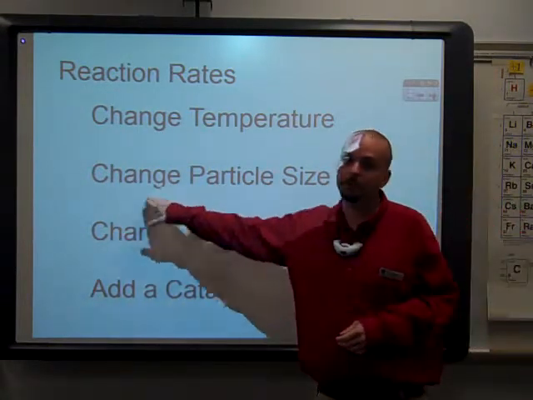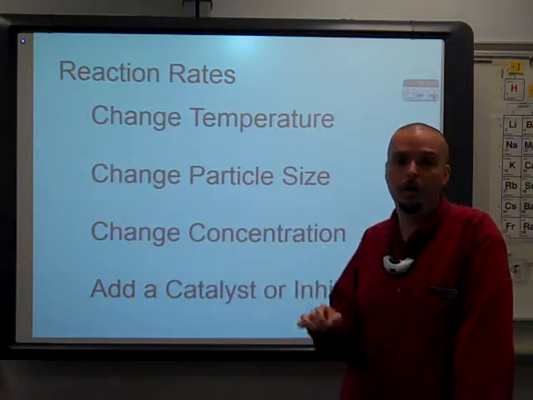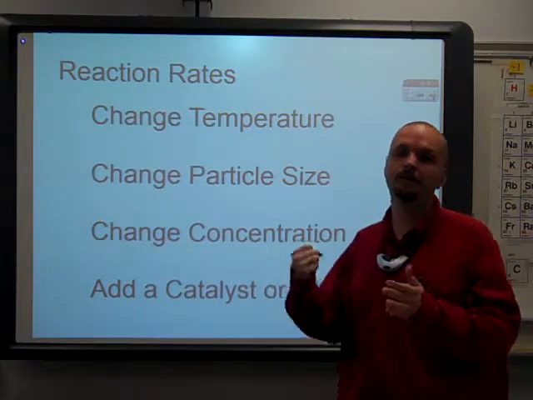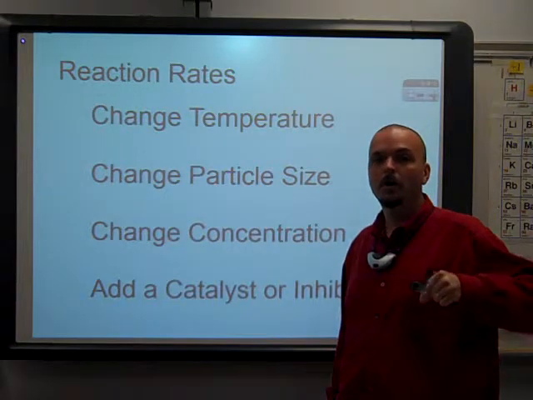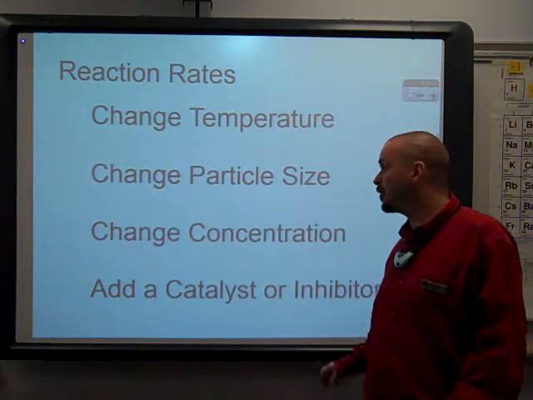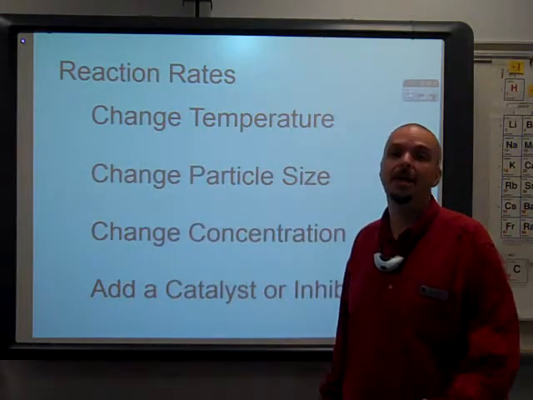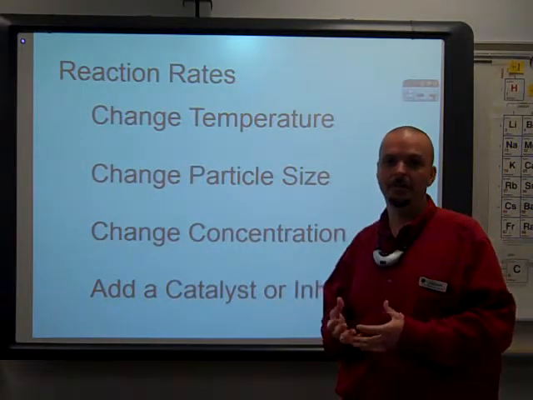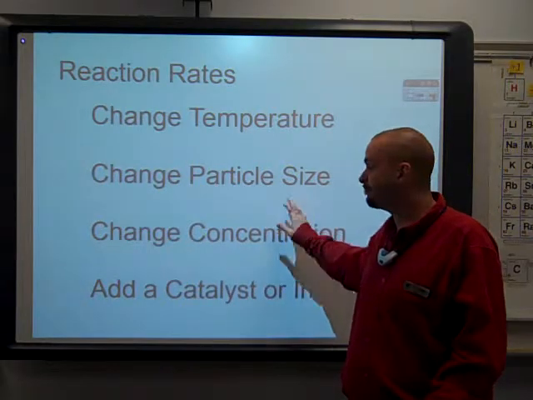We can change the particle size. If we want to speed the reaction up, we make the particles smaller. This gives us greater surface area. This gives us more targets for collisions. Smaller particles, more targets, more collisions, faster reactions. If we want to slow it down, we make the particles larger. By making the particles larger, we have less surface area. We have fewer targets. We have fewer collisions. We have a slower reaction.